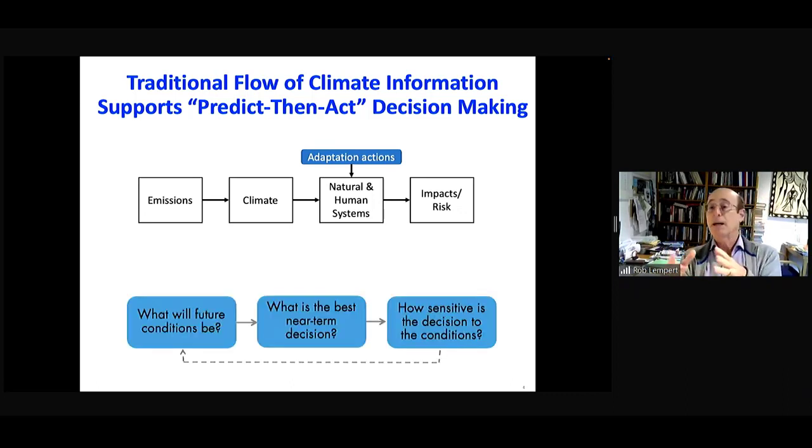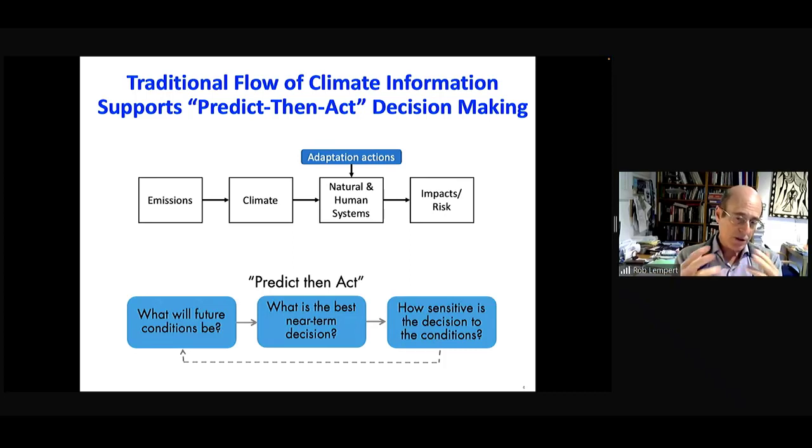And very often we think about the climate information in informing vulnerability assessments and then the actions in this predict-then-act framework, where we try to characterize future conditions, use that to rank near-term decisions, and then maybe do some sensitivity analysis. And the notion that what we want to do is reduce uncertainty fits in this predict-then-act framework, because it allows us to make better, higher confidence rankings of alternative decisions.